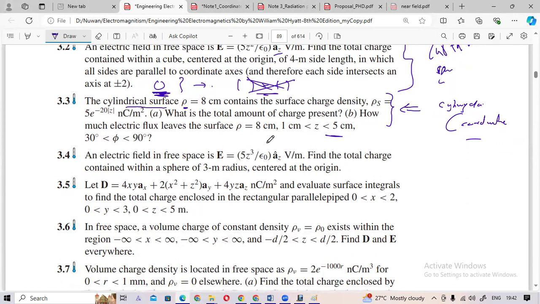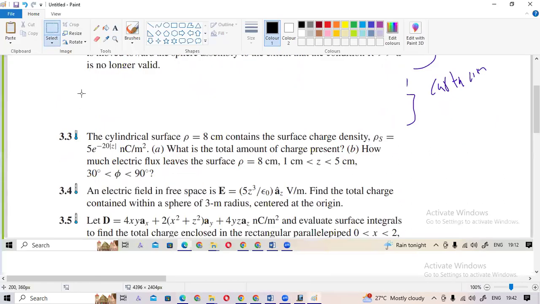You can understand it. One example is related with Cartesian coordinate, this one. Previously we have done one example related with the spherical coordinate. This is related with cylindrical coordinate. This one, I will take this one.